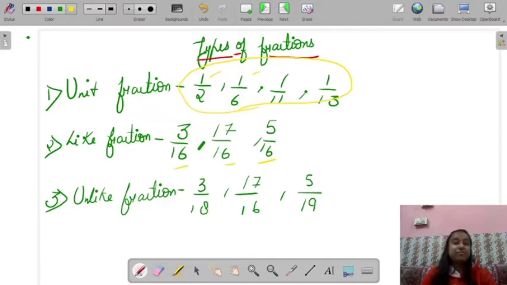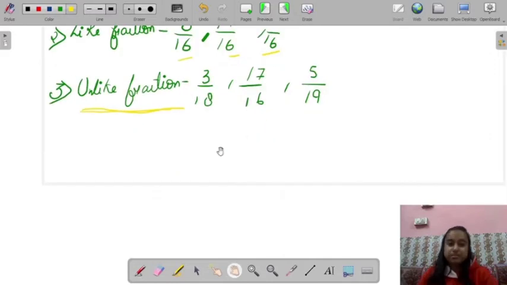So let's move forward to the next type of fraction, that is our unlike fractions. So what are these unlike fractions? You can see in unlike fractions we do not have the same denominator, we have different ones. Here we have 18, here 16, and here you can see 19. So in unlike fractions, the denominator would not be the same. The denominator is going to be different in case of unlike fractions.